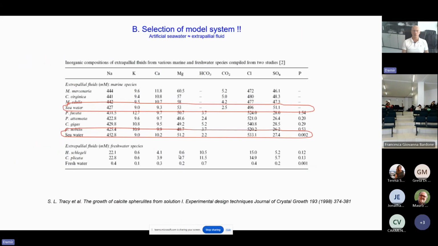One of the first steps of our research was the selection of a model system, and by analyzing the literature, we found out that the concentration of the extrapallial fluid is very similar to the content of inorganic components in seawater. So we selected concentrations that are typical for artificial seawater and introduced the organic components in our system. As I said before, we applied two model systems.